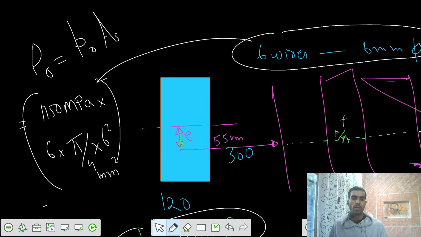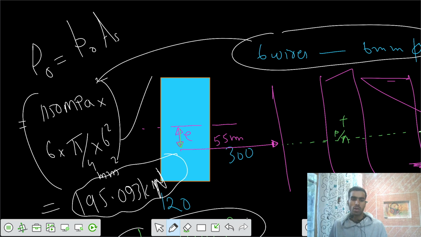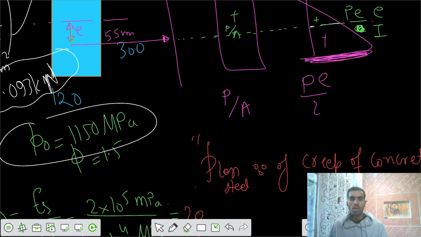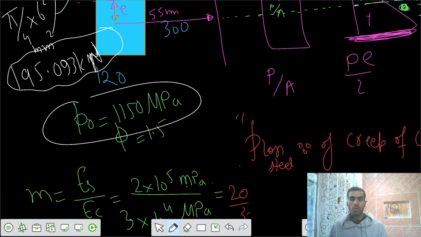So your P force is coming to be equal to 195.093 kilonewton. Okay, let's substitute that value here. Your P value is 195.093 kilonewtons, or if I write it in newtons, 195093 newtons, divided by the area of the cross section, which is 120 into 300 millimeters square.